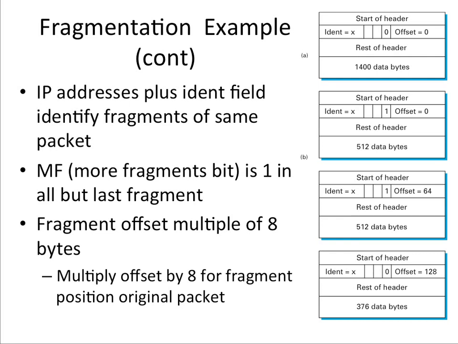What if the last packet gets lost? Yeah, what if the last packet gets lost? How does it know? So there is this more fragments bit. If you have that bit, you should be able to solve that problem. Can you imagine how? The last of all the fragments, the last packet, is going to have this bit set.